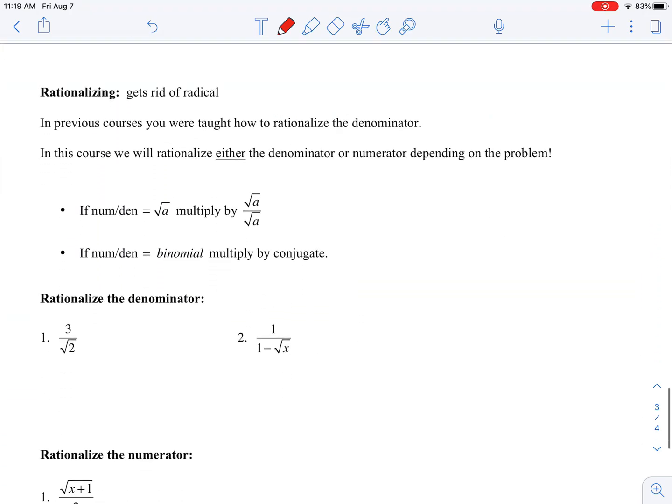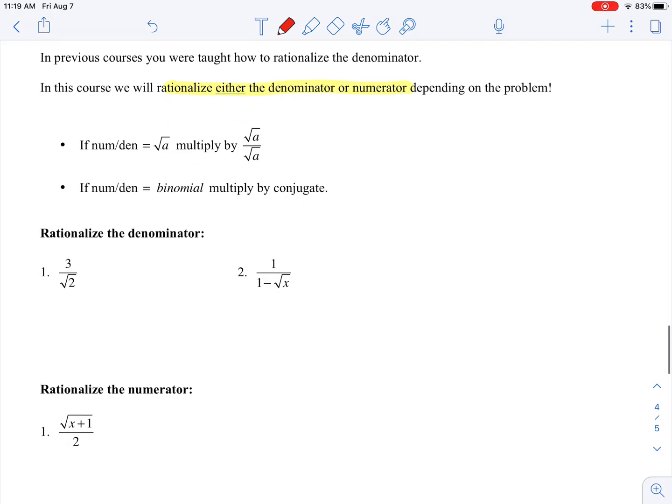The last part of this lesson is going to be on rationalizing. When we rationalize something, that really means we're trying to get rid of the radical. Now, in your previous courses, you were taught how to rationalize the denominator, and you were told you were not allowed to leave a radical in the denominator. In this course, we're going to change things a little bit. We're going to rationalize either the denominator or the numerator, depending on the problem.